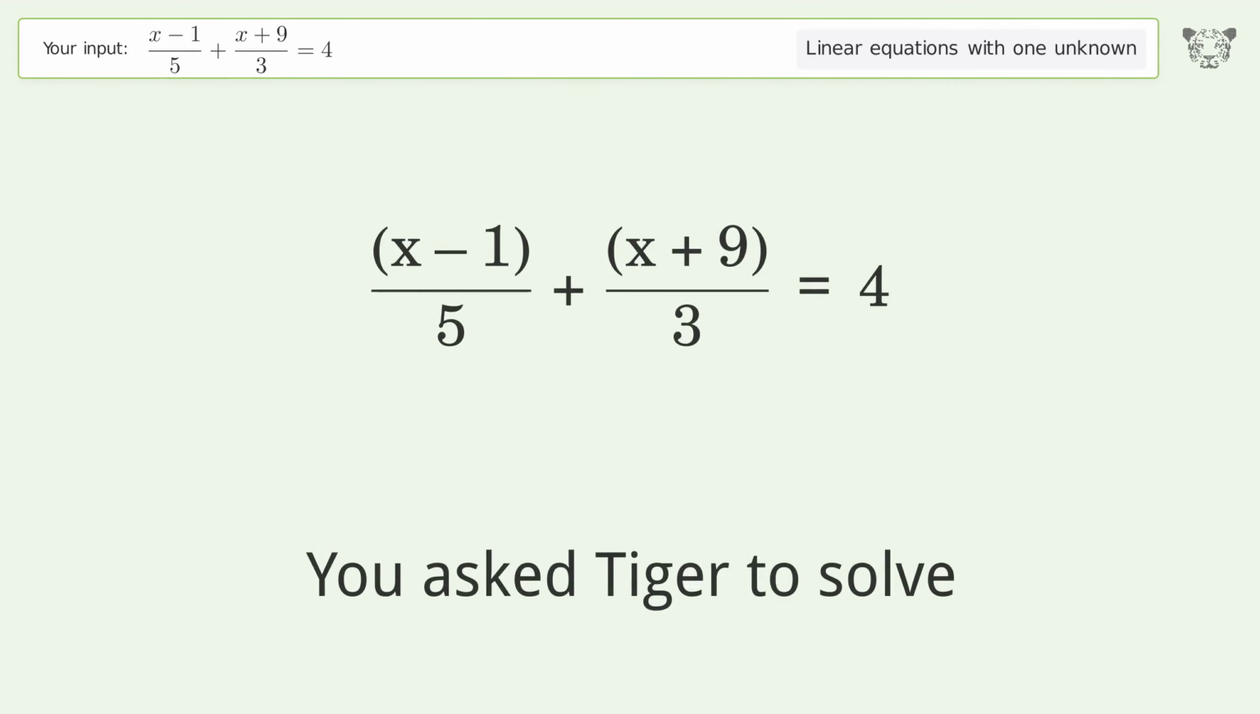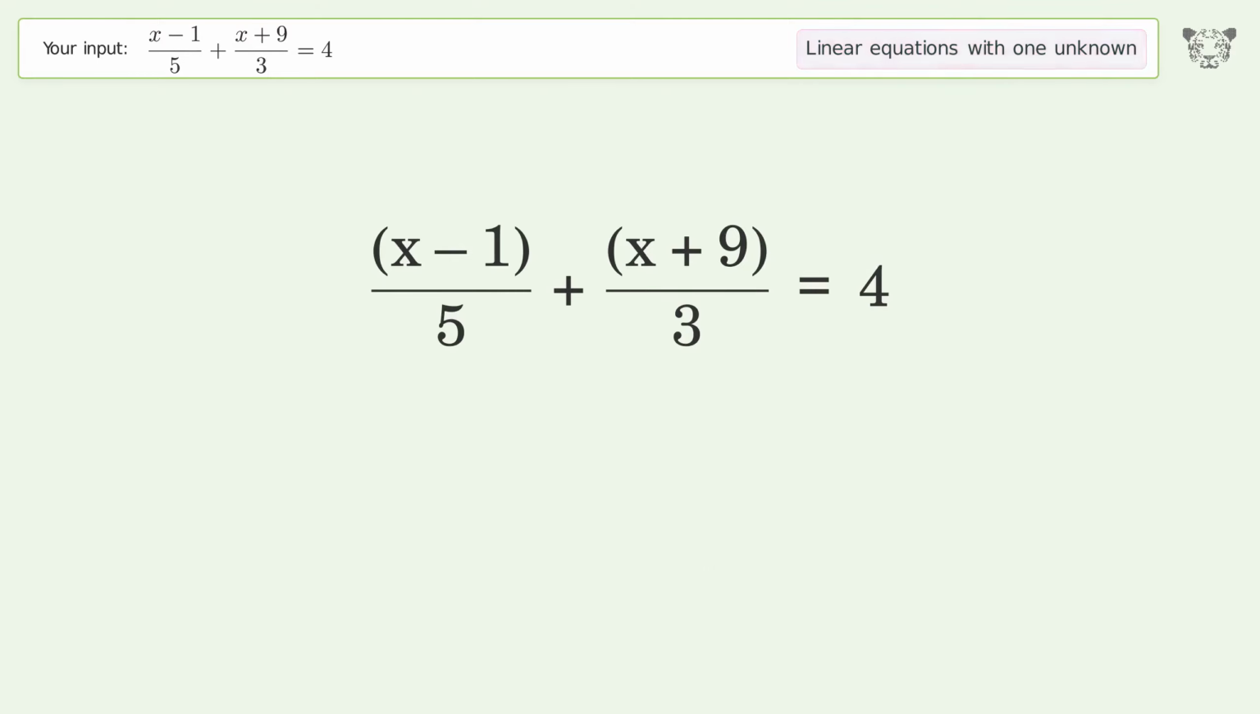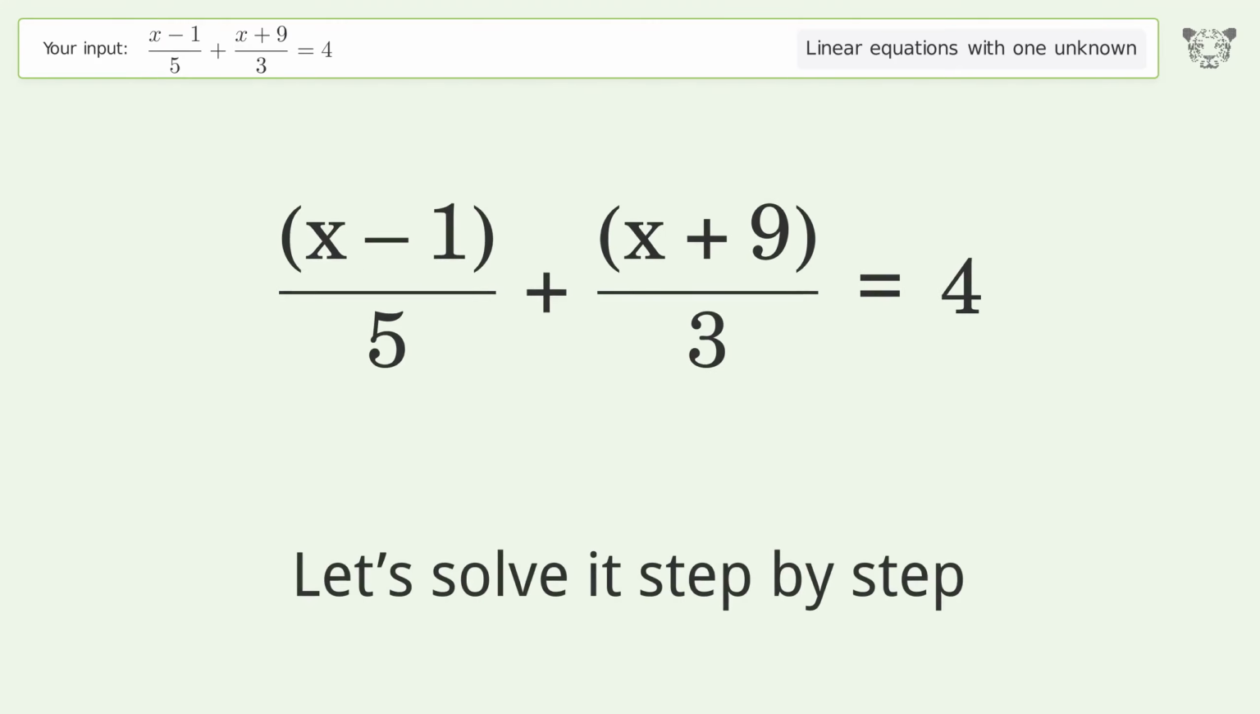You ask Tiger to solve. This deals with linear equations with one unknown. The final result is x equals 9 over 4. Let's solve it step by step.